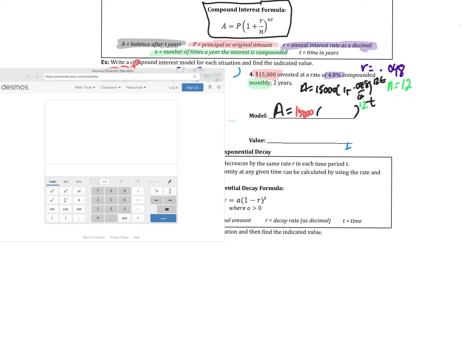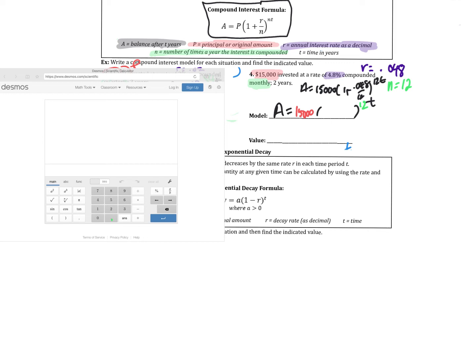So what I need to do on my calculator is figure out what 0.048 divided by 12 is. It's 0.004, and then I'm going to add 1 to that to get 1.004.